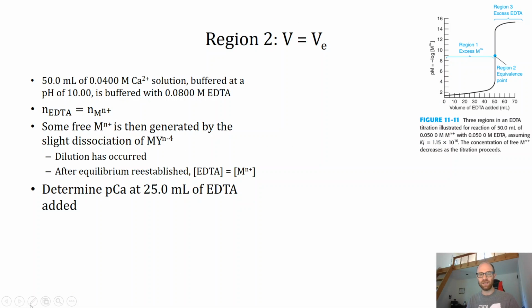So to actually figure out how the rest of this curve looks, we should probably talk about regions 2 and 3. So in region 2, we've reached our equivalence point, and all that means is that the amount of moles of EDTA we added is equal to the amount of moles of metal that we had present at the beginning of the titration. Obviously, some dilution has occurred, but then also to calculate the PM, you need an M, and the M here is in reference to the free metal. So the real question is, what is the calcium ion concentration?